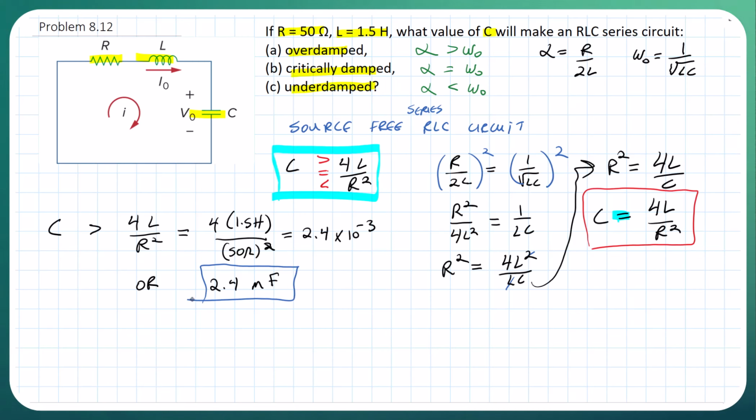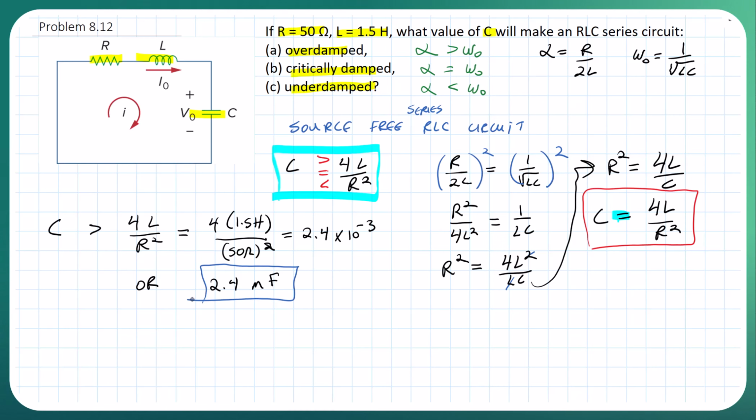So for the overdamped, your C has to be greater than that. For the critically damped, C has to be equal to that. And for underdamped, C has to be less than that. So that's essentially what you're doing for this problem. So let's just go ahead and write that down.